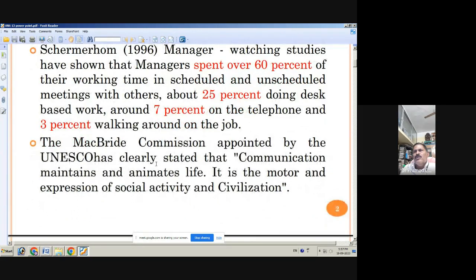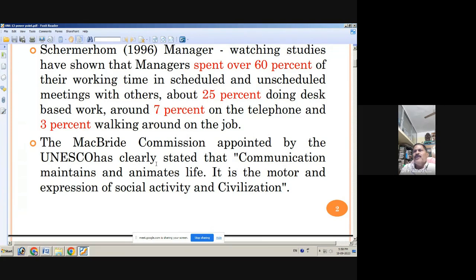In any organization, we find the manager or the headmaster or principal. It has been shown that managers spend over 60% of their working time in scheduled and unscheduled meetings with others, 25% doing desk-based work, 7% on the telephone, and 3% working around on the job. So definitely a manager is always ready to utilize time properly to get the maximum benefit for the institution or the organization.